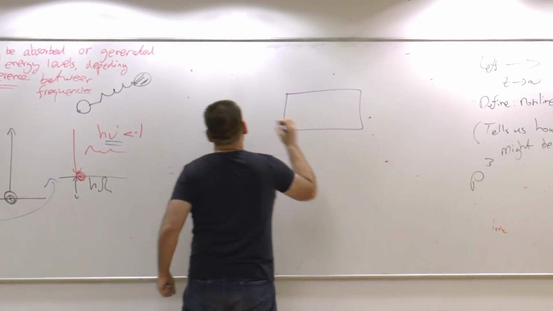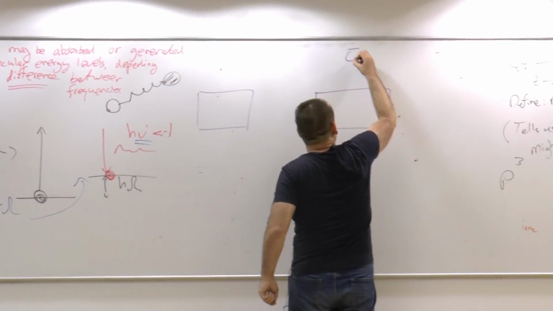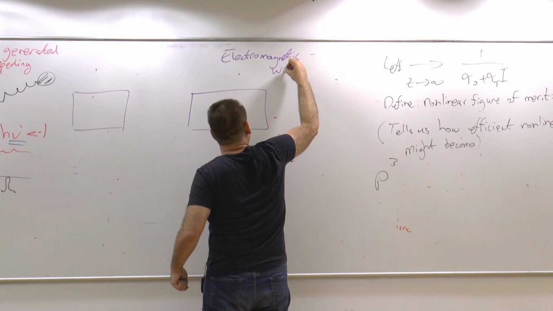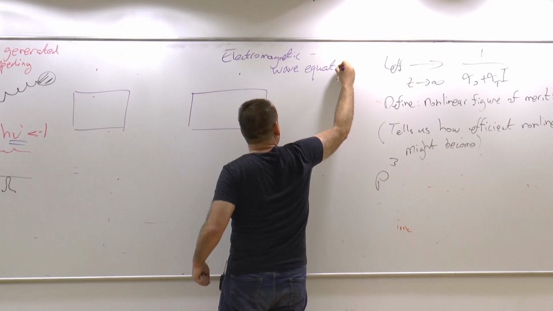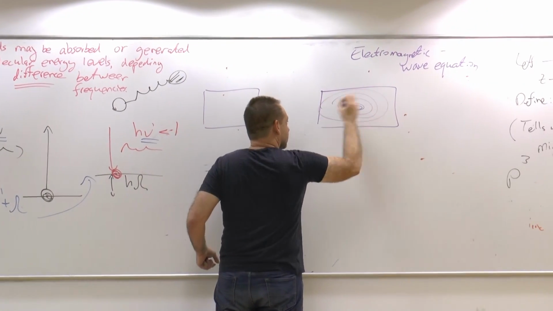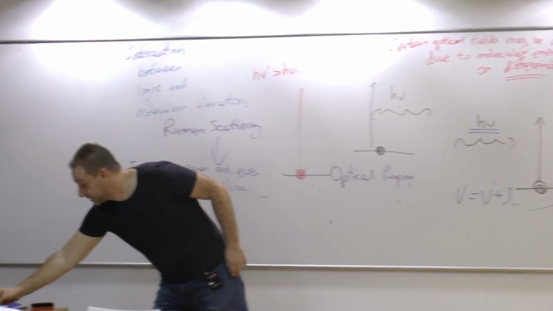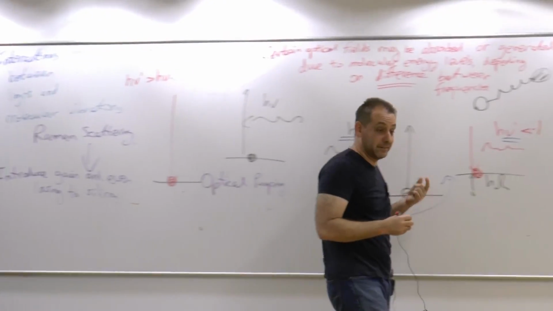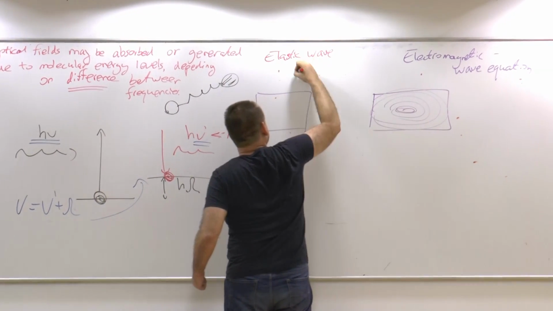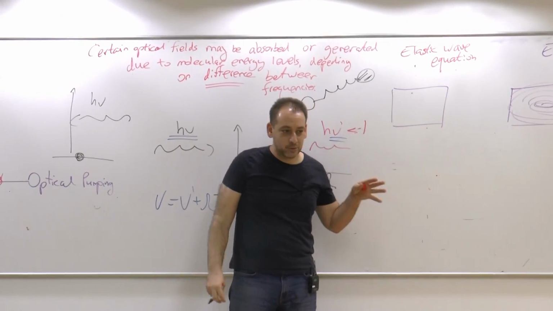Suppose that this is my waveguide, and I will draw 2 copies of that waveguide. In the one copy, I will solve the electromagnetic wave equation. And this will give me a mode, the fundamental mode looking something like this. And on the left-hand side of the same sketch, I will formulate another wave equation, the elastic wave equation.